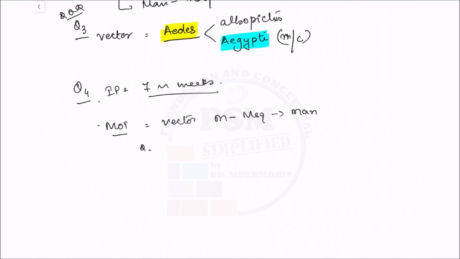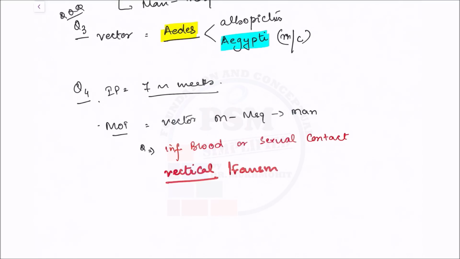But there could be an MCQ over here. The MCQ is that this transmission can also be via infected blood or via sexual contact. So vertical transmission, I would like to point out over here, is particularly rare. It is not very often that you see a vertical transmission.